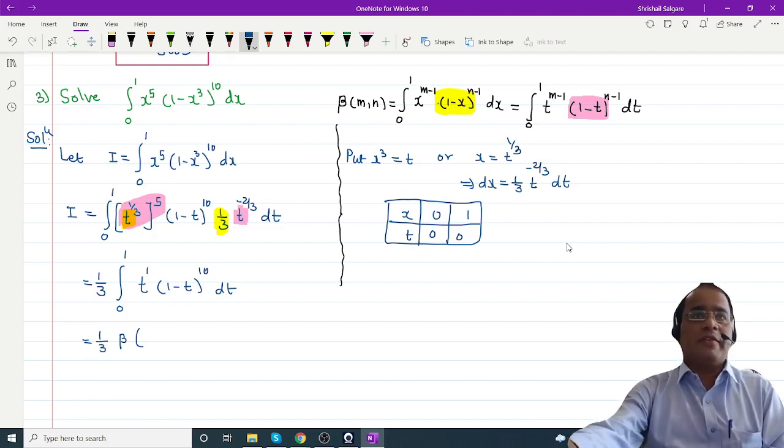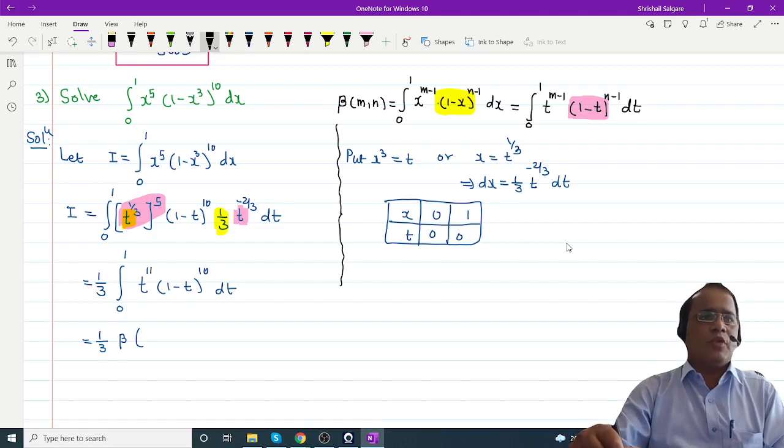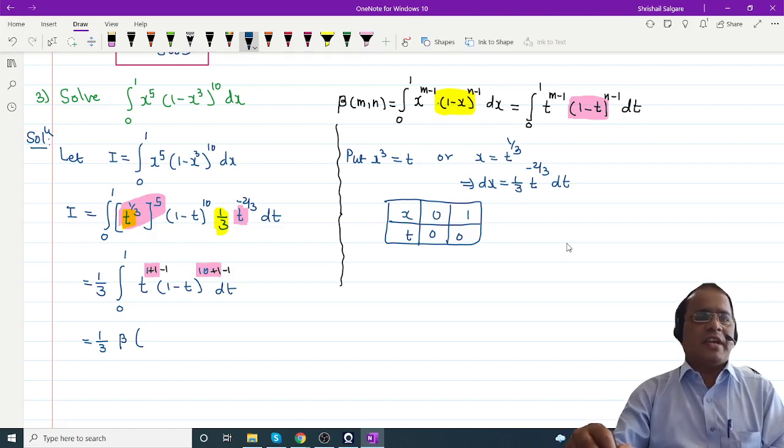Now here you have the definition. We have to adjust it: 1 plus 1 minus 1. If it is possible orally, you can directly do it: plus 1 gives 2, and 11 is minus 1 plus 1 is 11. So the parameters are 2 and 11. Once you understand, it is not necessary to write. So this is beta of 2 and 11.